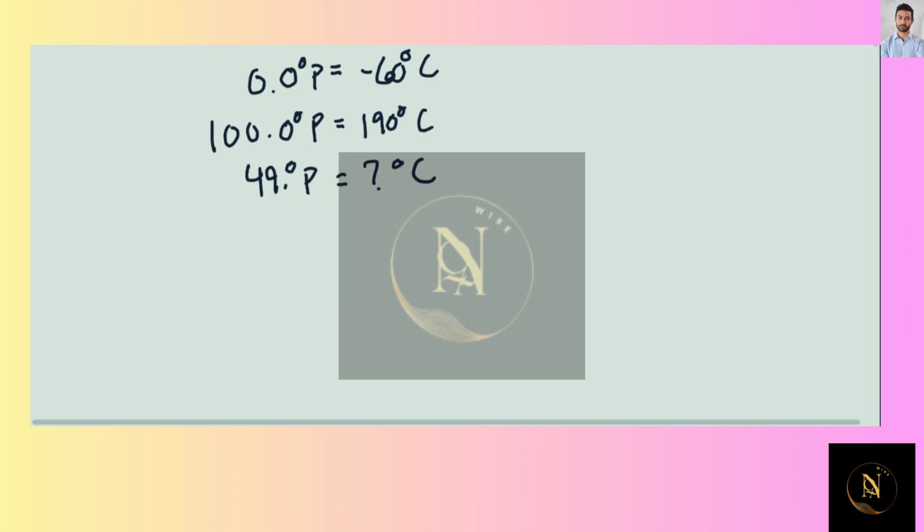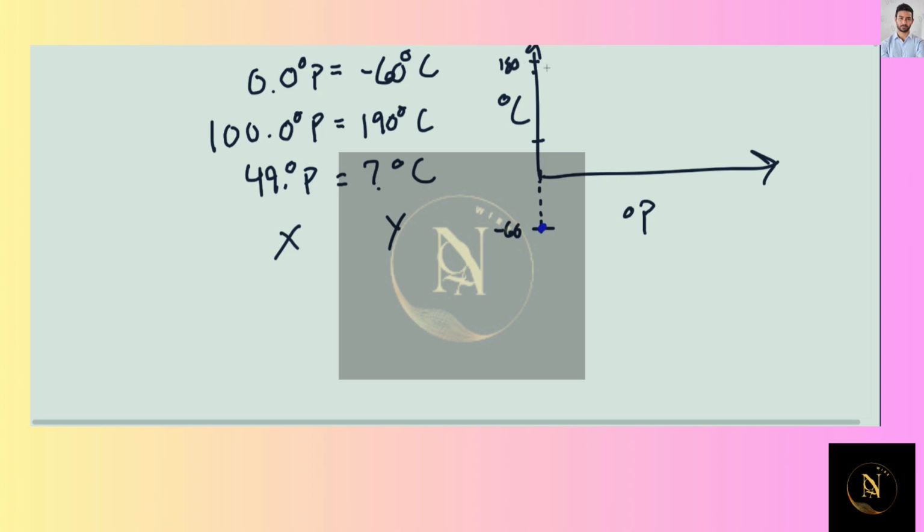Basically, it's kind of like we have XY pairs. Imagine we had a graph where the units of the Y axis were in Celsius and the units of the X axis were in P. We're told that at 0 P, we have negative 60 degrees Celsius, and that's one point. Then at 100 degrees P, we have 190 degrees C, let's say up here.